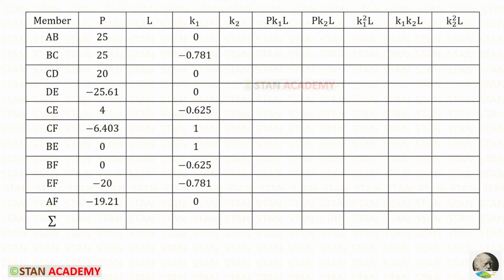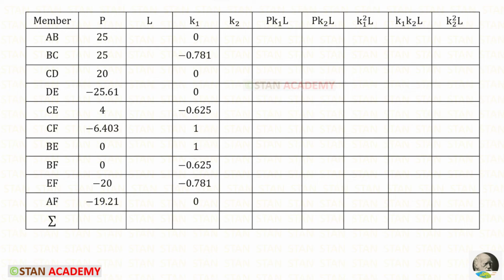Now let us enter the values of K1. For BE, we have applied unit force. Let us enter other values which we calculated. I have already told that the member forces in BC and EF will be same. The member forces in CE and BF will be same. And the member forces in CF and BE will be same.